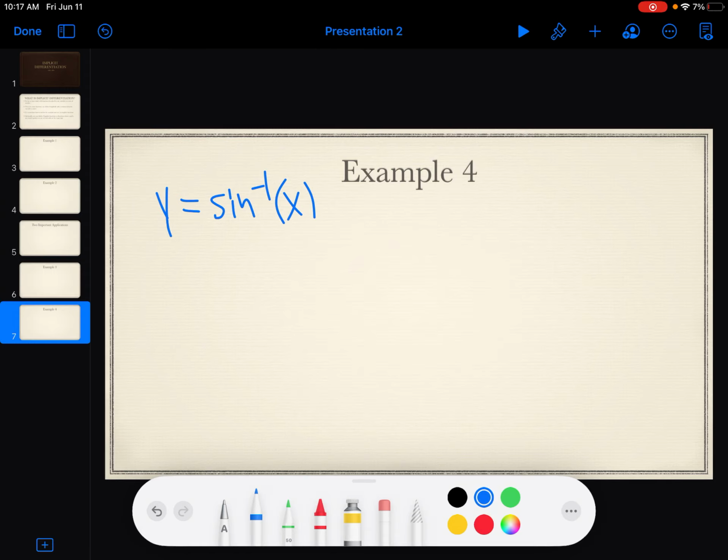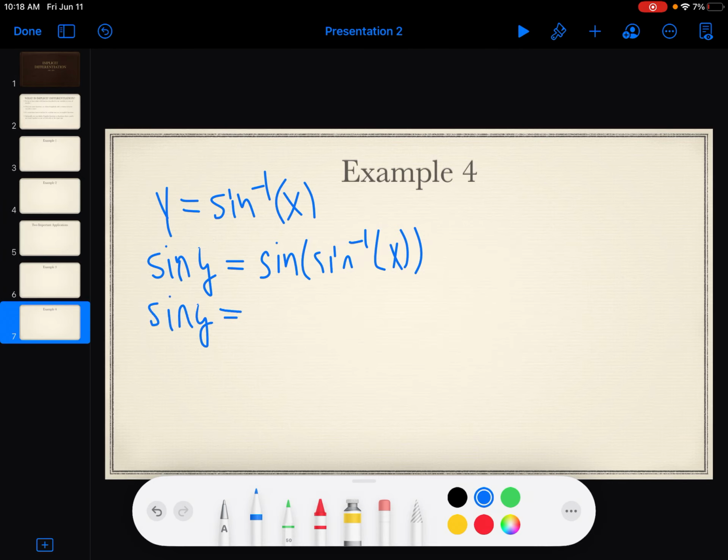I probably mentioned that at the start, that teachers like to test this because it requires a little more thinking, and they do. So, you know what we're going to do? We're going to take the sine of both sides. So we're going to basically undo the inverse sine on the right side. So by doing sine, well, this just turns out to be x.